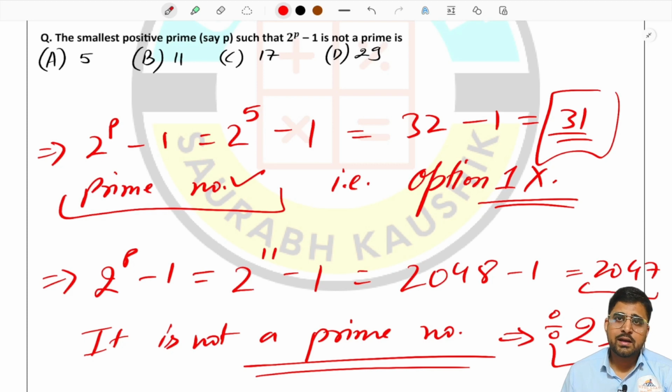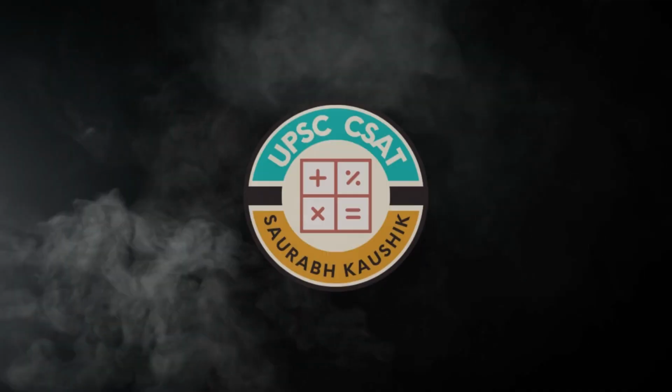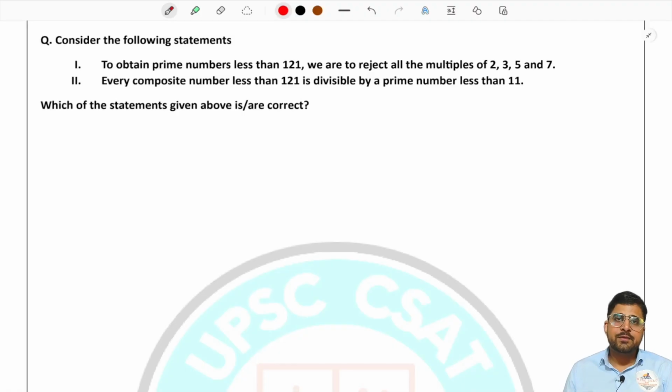But the thing is, I have to tell you the concept behind this question to solve this kind of questions. That's the motive. Let's move to the next question. Again, a very basic and a conceptual question. Not so basic. This question came in CDS 2013. CDS is also conducted by UPSC. I think you guys know that.